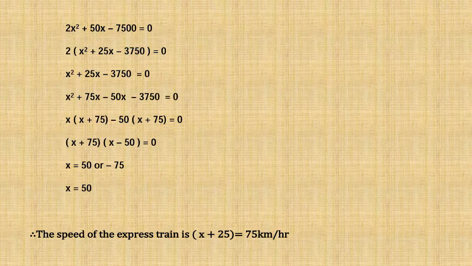Why we have to neglect the negative value? Speed and time cannot be represented by negative value. So here also we need to consider only the positive value. Write down the conclusion that the speed of an express train will be equal to x plus 25, that is equal to 75 kilometer per hour.